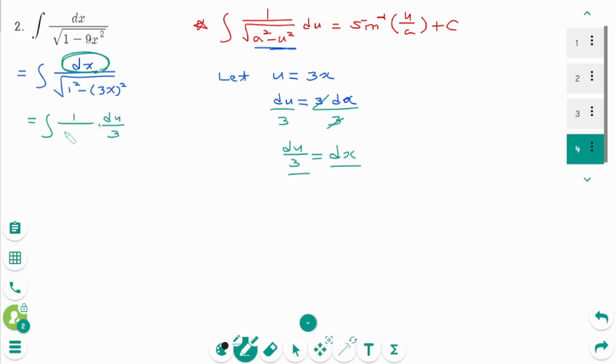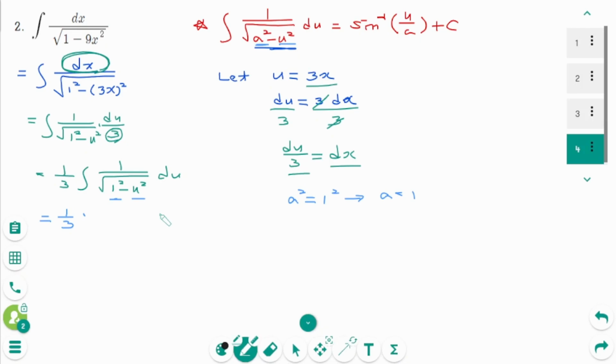Then 1 over square root of 1 squared minus 3x squared is u squared. Then we can rewrite as 1 over 3, the integral of 1 over square root of 1 squared minus u squared du, equals 1 over 3 times a squared is 1 squared. That means a equals 1. Then u squared is u squared, the same thing. The answer is arccosine of u over a. Then u over a is 1 plus c. So 1 over 3, arccosine of u was 3x plus c.